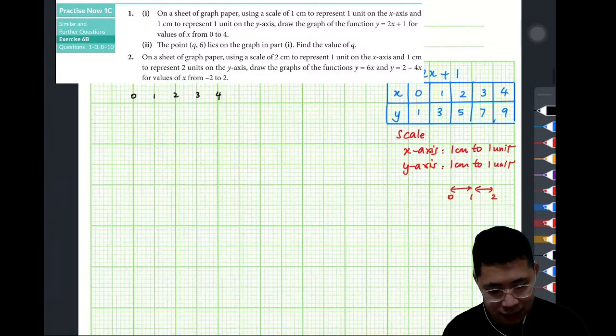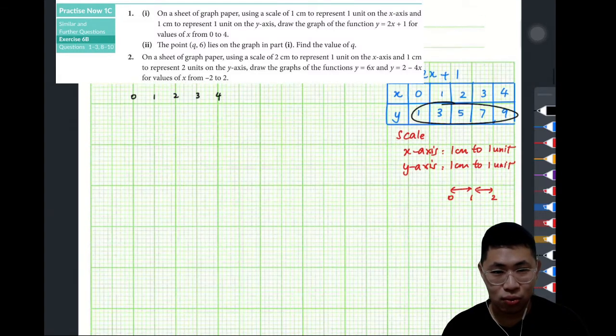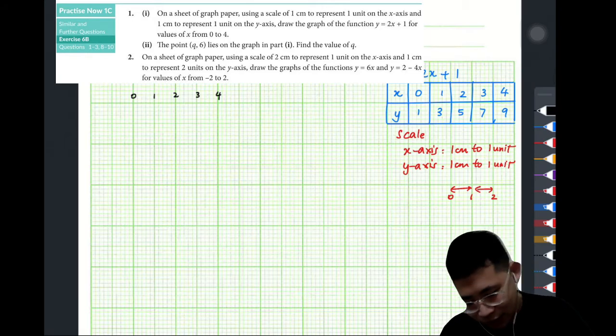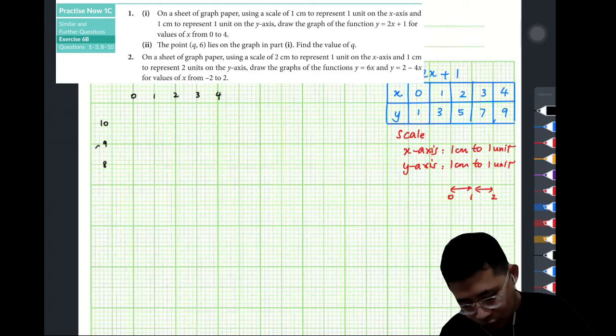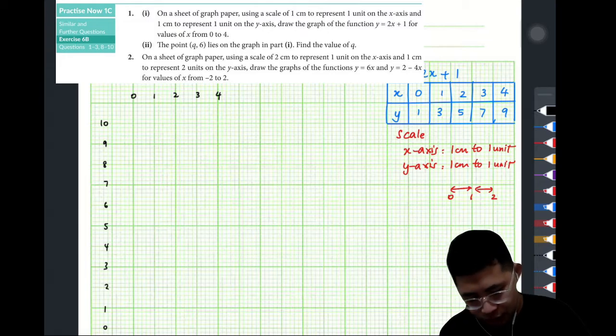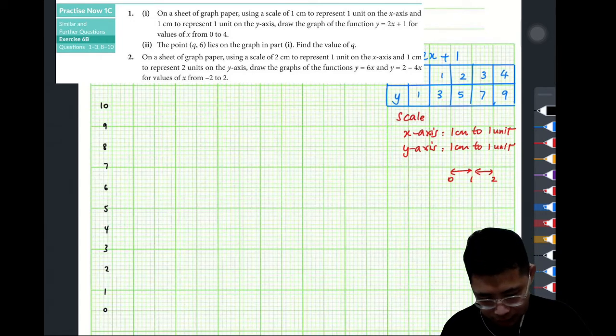Then vertically I have 1 to 9, so I'm just going to do from 0 to 9. I'm going to put 10, 9, 8, 5, 4, 3, 2, 1, 0. Same thing, y-axis 1 cm to 1 unit, so each gap over here is 1 unit. So I'm just going to put in my axis over here.